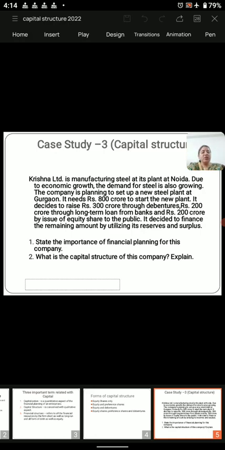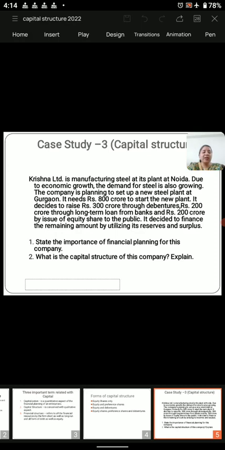What is the capital structure? The company needs 800 crores. So 300 crore by debentures, 200 crore by long term bank loan, 200 crore by equity shares. The rest, 100 crore, they will collect from the reserves and surpluses already made in previous years, from the retained earnings. So they will collect 800 crores from these sources. This is the capital structure of this company.